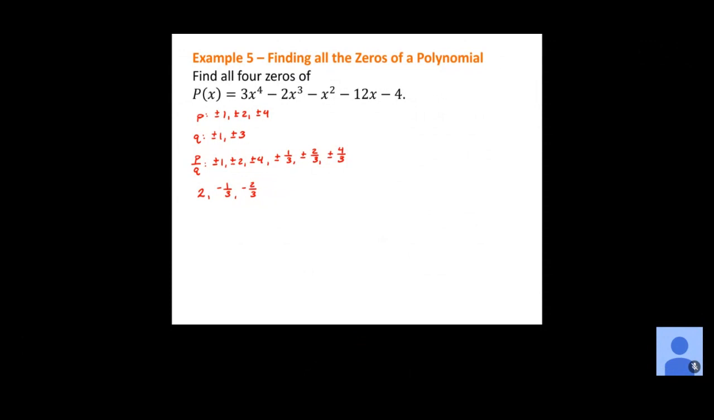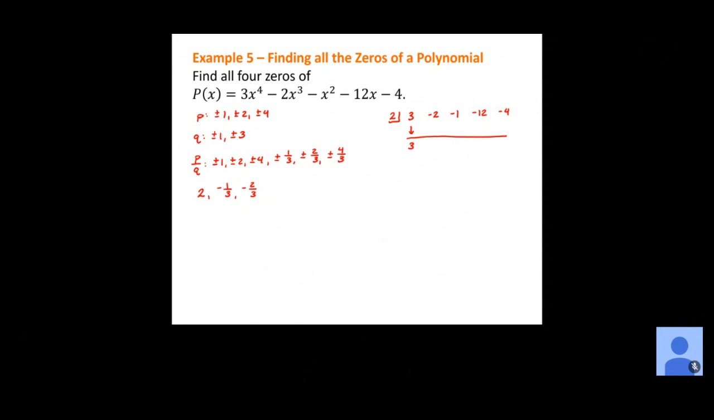All right. So I'm going to start with the 2, because that's a whole number. It's a lot easier to test than the fractions. So we'll go with 2 first. I'll look at my coefficients. I'm not missing any terms this time. So we'll have 3, -2, -1, -12, -4. First step, as always, bring down the first term. So bring down the 3.